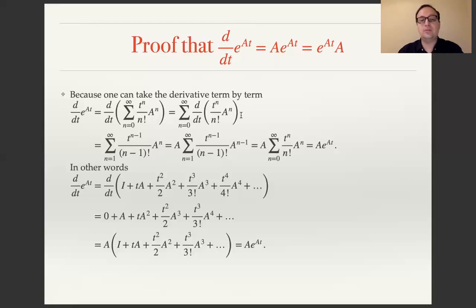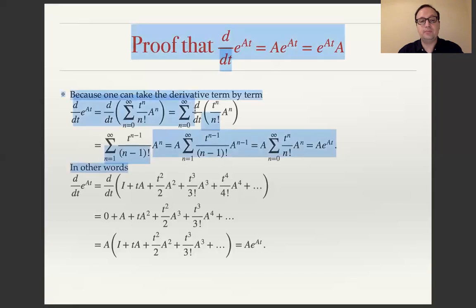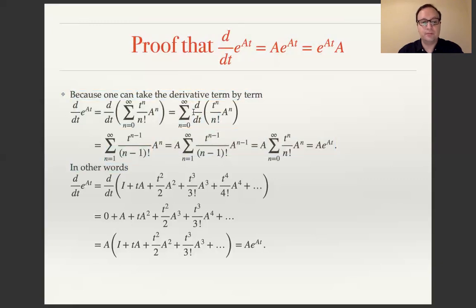And this does not apply to the first term in this infinite sum, which is the identity. So when we set n equal to 0, we have t to the 0 over 0 factorial times A to the 0. This is the identity. So the identity is a constant matrix. And then when you take its derivative with respect to t, we get 0. So then on the next row, I only start the sum from n equal 1 to infinity because the derivative of the first term is 0.